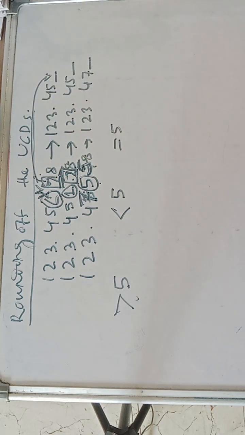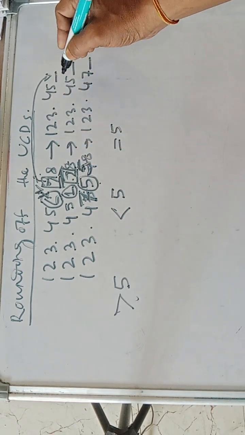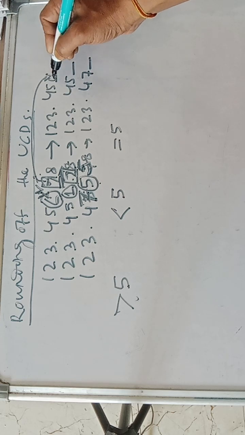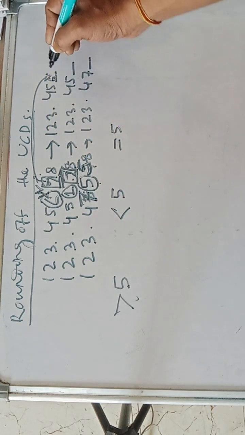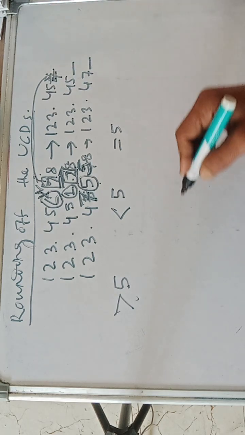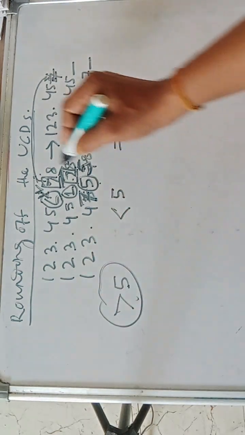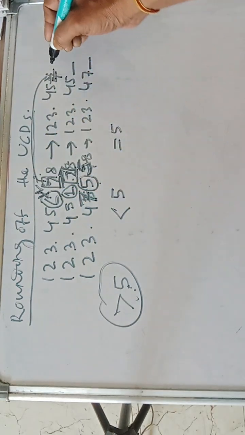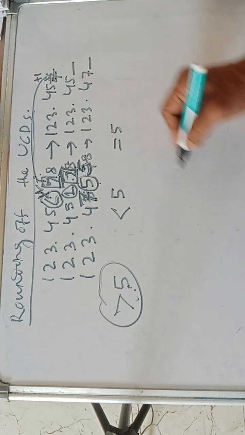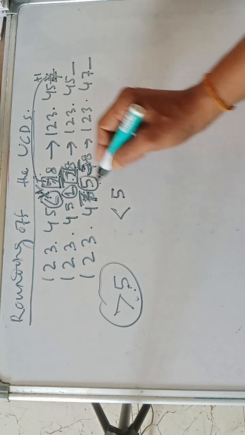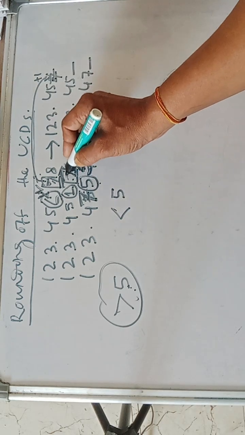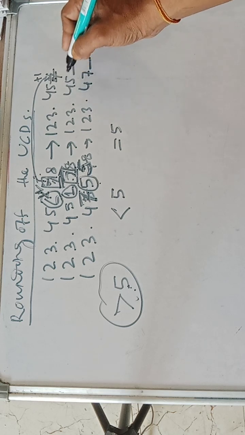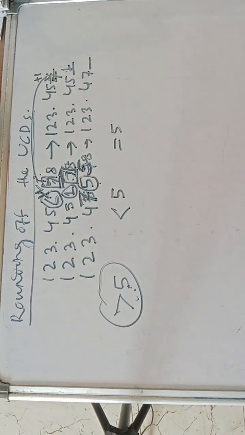Now our number will become 4, 5, 6. In place of 6, it will become 7. That means if the second uncertain digit is greater than 5, the previous one will be increased by 1, and it will be dropped. In the second case, if it is less than 5, we will simply drop it, and the previous number will remain as it is.